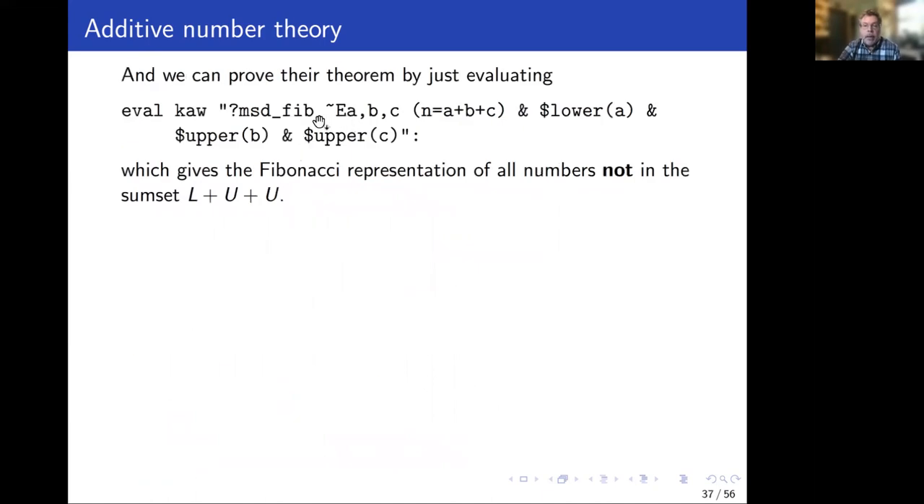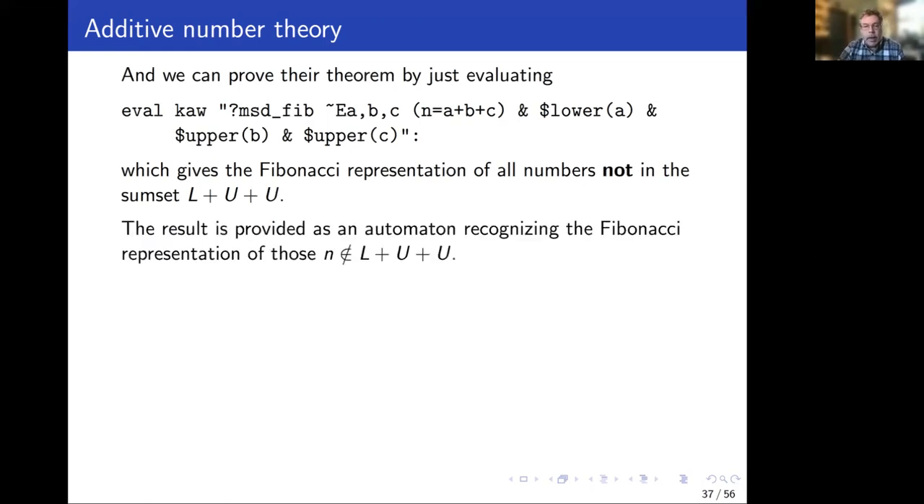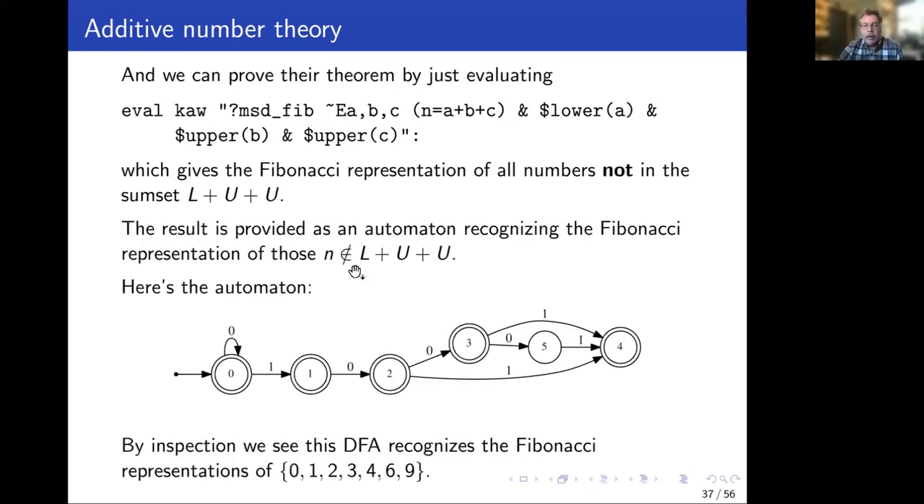And now we can say, do there exist A, B, and C such that n is equal to A plus B plus C, and A is in the lower Wythoff sequence, and B is in the upper, and C is in the upper? And then I put a not there. This gives me the Fibonacci representation of all numbers not in the subset L + U + U. So if you didn't know the theorem, this would give you the theorem, because the resulting automaton would characterize all the n.